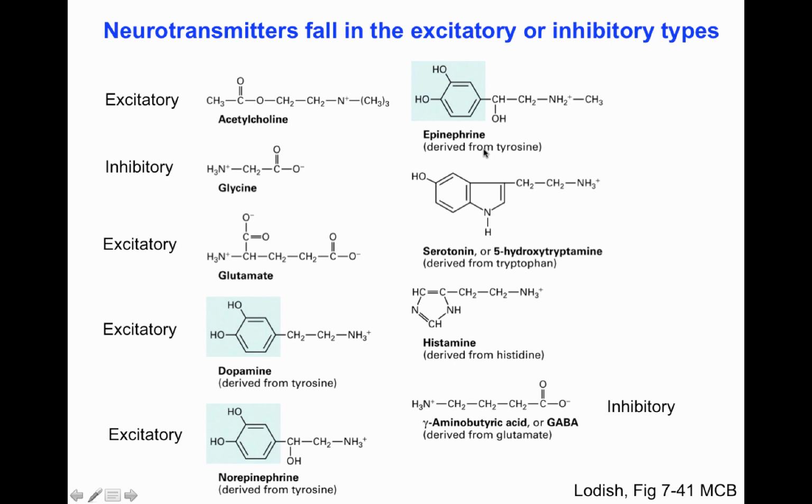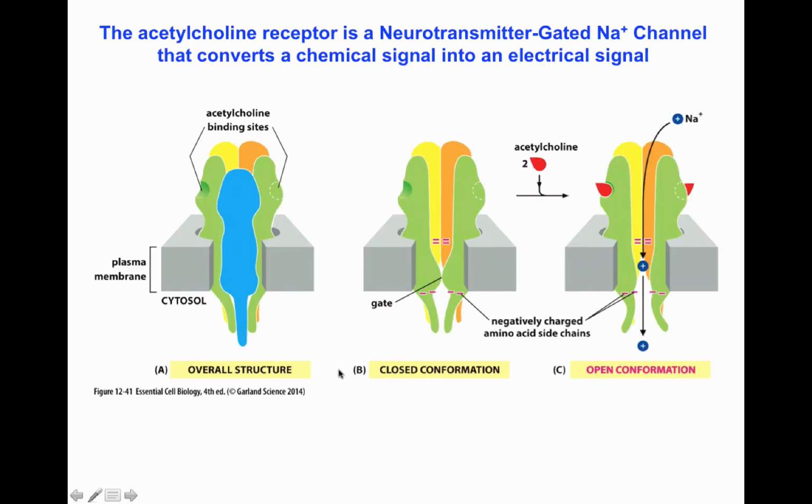So depending on the neuron that we talked about, they may be able to release an excitatory neurotransmitter or an inhibitory neurotransmitter. Now, in the postsynaptic cell, in the case of a muscle, for example, we have an acetylcholine receptor, and the acetylcholine receptor is a neurotransmitter-gated sodium channel that is able to bind to acetylcholine, which is its ligand, by having binding sites to it, and therefore convert that chemical signal released from the neuron as acetylcholine into an electrical signal.